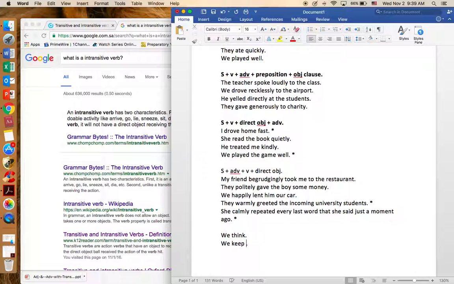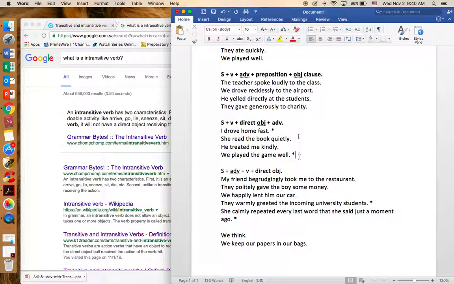It needs an object. We keep our papers in our bags. Right? It needs a direct object, that's transitive. And when we look at these transitive verbs, it's an important thing to consider where we put our adverbs.